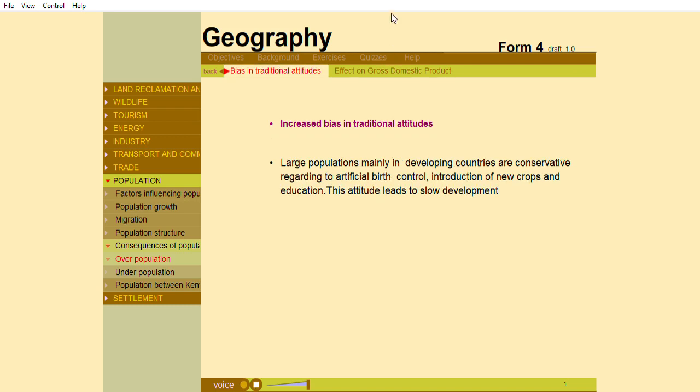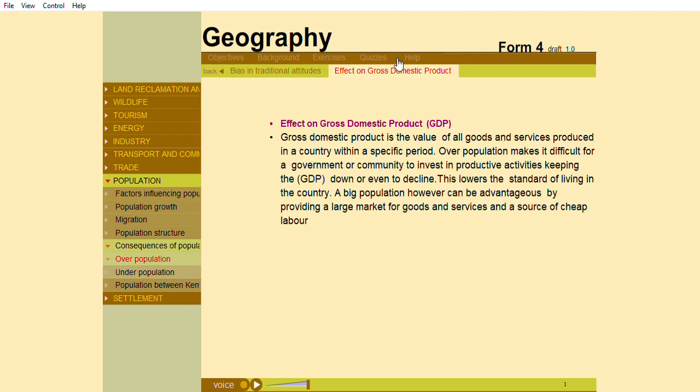Increased bias in traditional attitudes. Large populations, mainly in developing countries, are conservative regarding artificial birth control, introduction of new crops, and education. This has an effect on gross domestic product, GDP. Gross domestic product is the value of all goods and services produced in a country within a specific period.